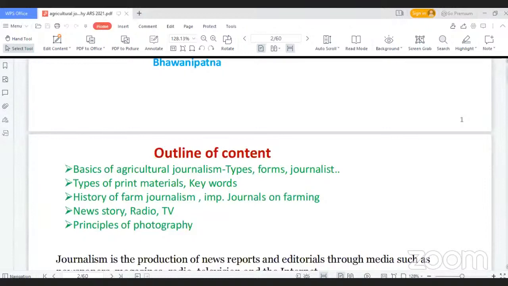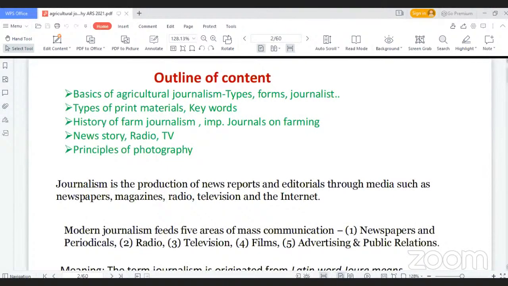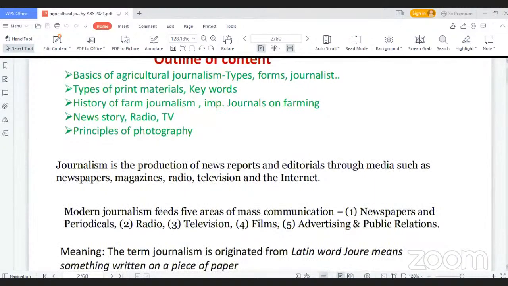That means we'll discuss, as I told, the basics of agricultural journalism. That is types, different forms, different keywords. Journalism means one type of production of maybe news reports, maybe editorials, through different types of media, maybe newspaper, magazines, radio, television, or internet. Modern journalism has 5 areas of mass communication. One is print media like newspapers and periodicals, journals, magazines. The next is radio, the most popular media. Then television, then films, and different types of advertisement and public relations.